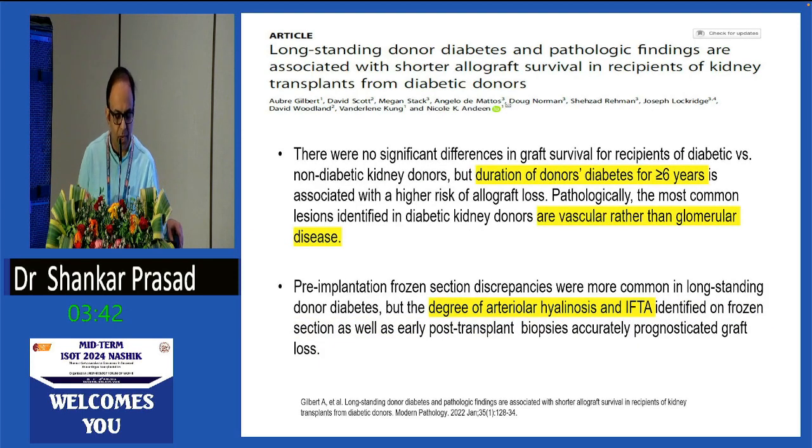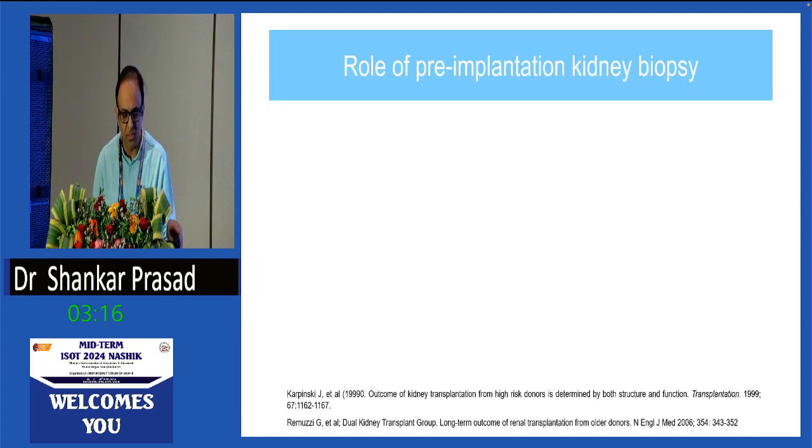There is another study from Gilbert et al. In that, the important highlighting features are, one thing they found is that duration of donor diabetes of more than 6 years has an impact on graft survival. And when they looked into the histopathological data, there were more vascular changes than glomerular disease, and the degree of arteriolar hyalinosis and IFTA decided the prognosis in those patients for graft loss.